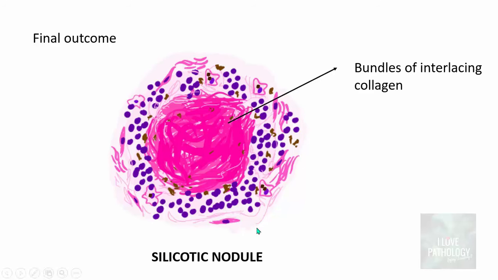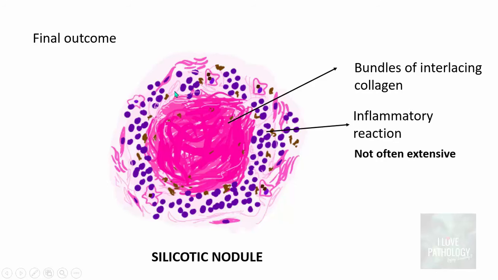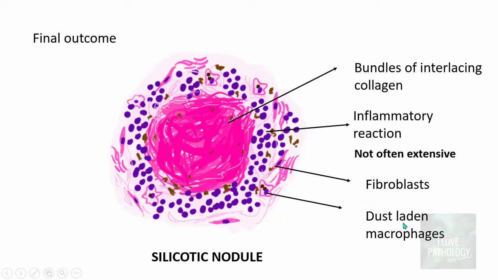Now, what is the final outcome? The final outcome is something like this. This is called a silicotic nodule. What is a silicotic nodule? It is basically composed of bundles of interlacing collagen in the center, surrounded by a minimal inflammatory reaction, along with other inflammatory cells like macrophages and fibroblasts, and these macrophages can be seen with ingested silica particles, that is, dust-laden macrophages. So this is the end result of silicosis, that is the formation of fibrotic nodules, also called silicotic nodules.